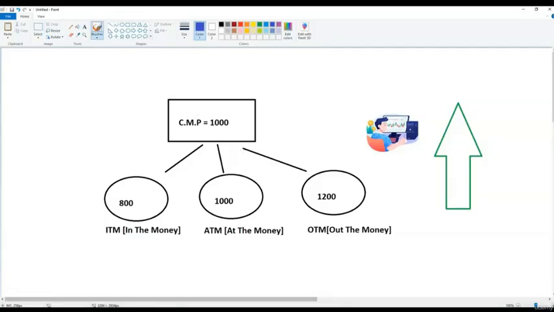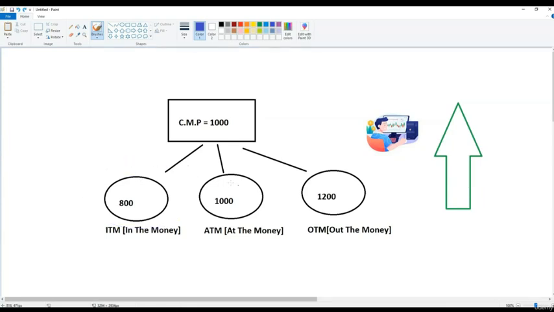Explaining what ITM means: in the money, ATM at the money, and OTM out of the money concepts. So let's assume you are a buyer of an option and you are bullish in the market. Let's say the current market price is 1000 rupees and you bought something at 800 rupees. So obviously you will be in profit of plus 200 rupees. If you are feeling profitable, that price will be called in the money price.